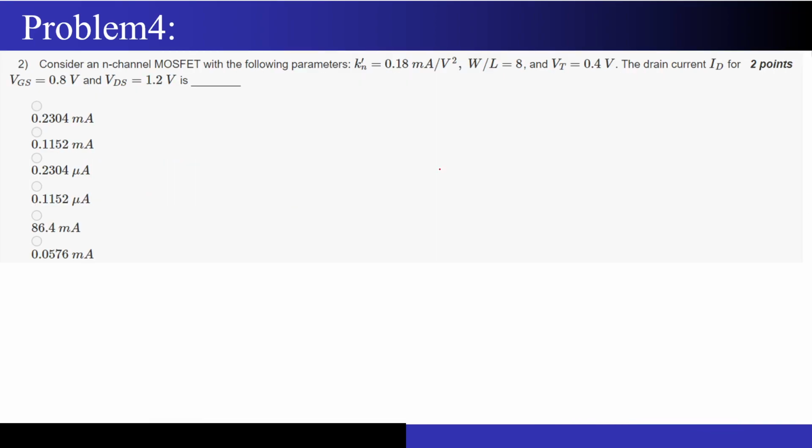Now coming to problem number 4, right? Let's see what has been given. What is this Kn dash over here? In many textbooks you will see this term. This is nothing but mu n into Cox, right? They highlight this term as Kn dash, or sometimes they highlight this term by Kn also.